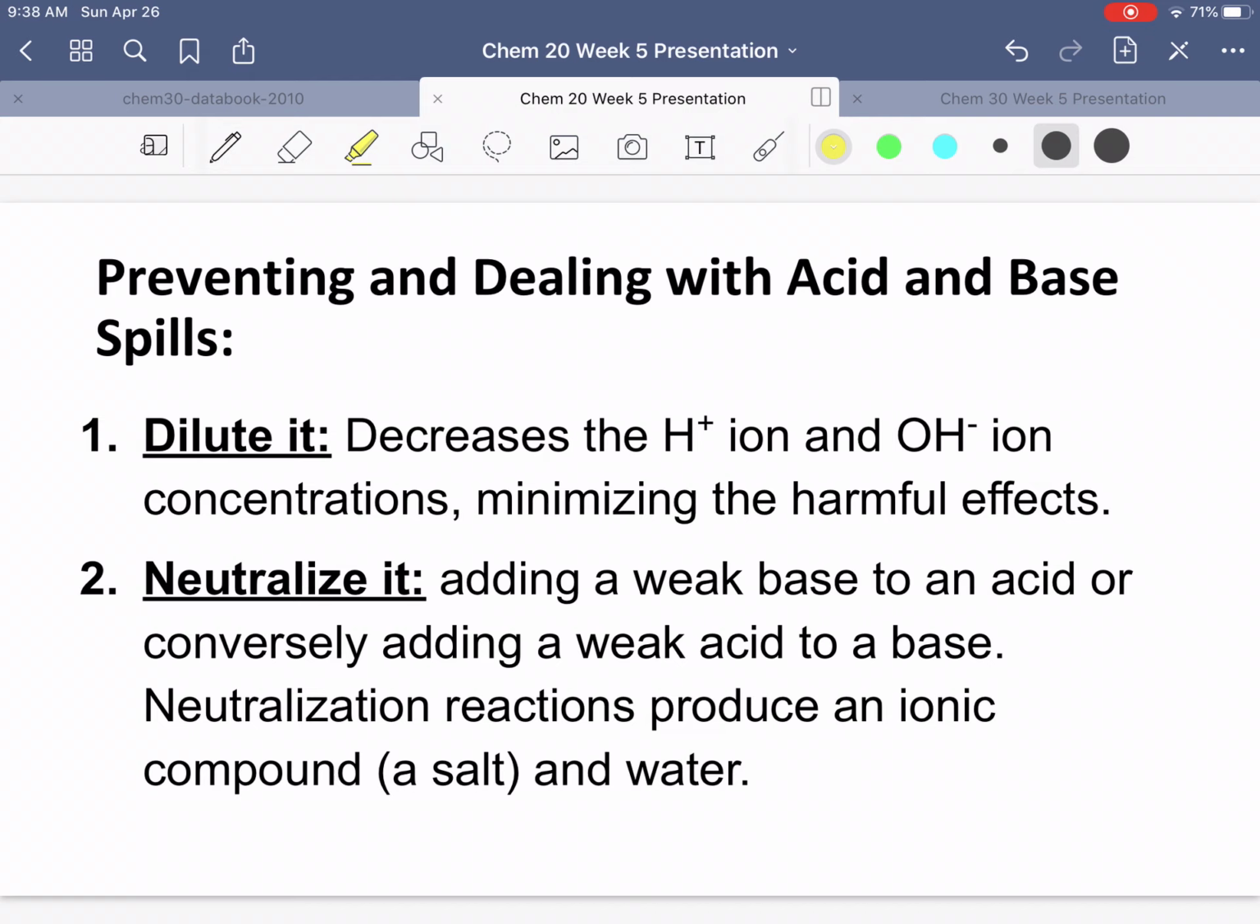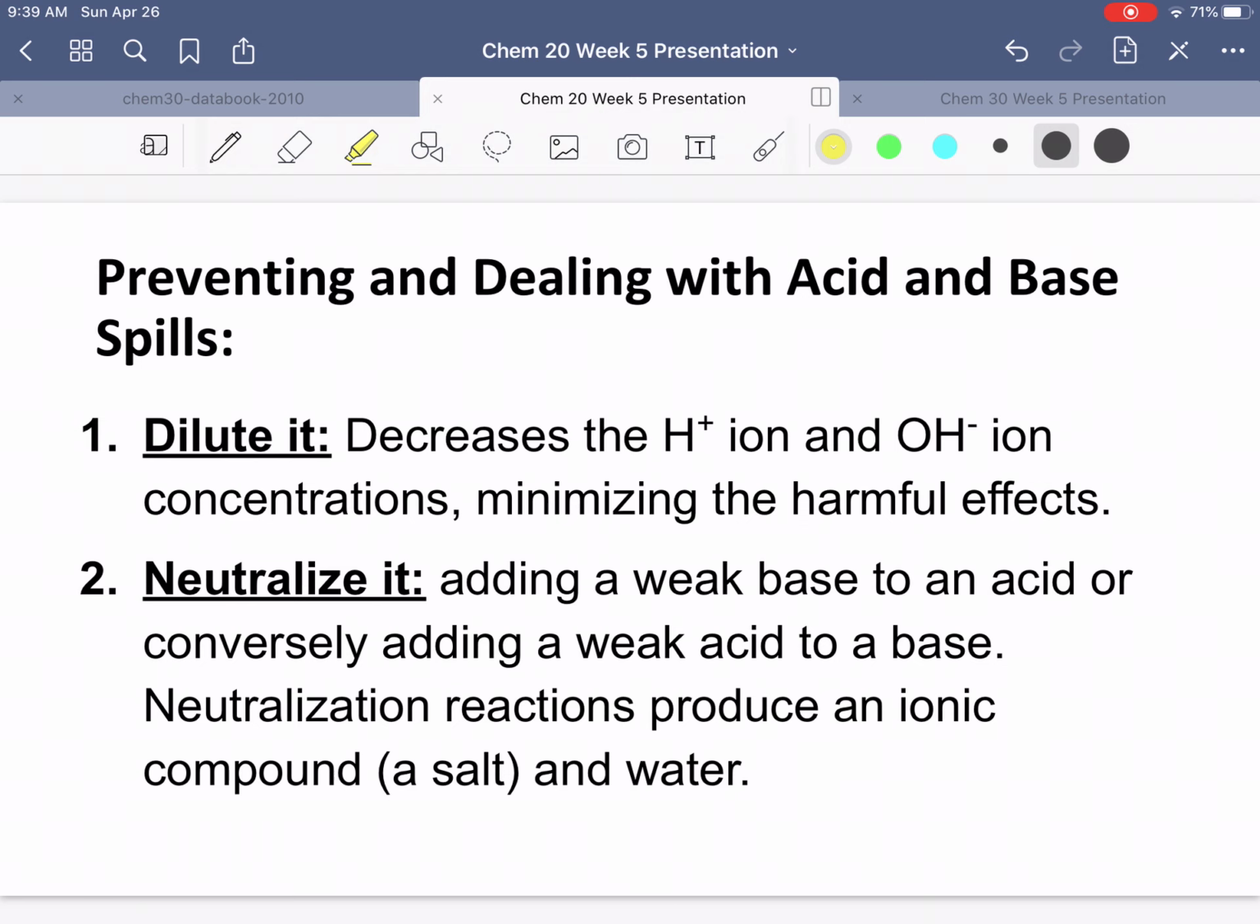This one's going to be significantly shorter. I just want to touch on a couple theory things that we're going to be actually going into a decent amount more detail later. Now, this first one is from the perspective of what if an acid or a base spills? How do we deal with it?